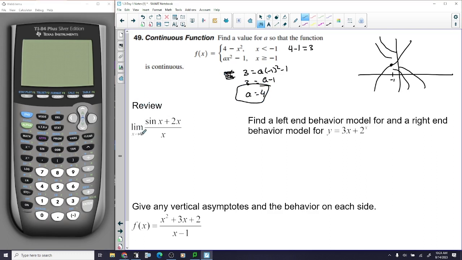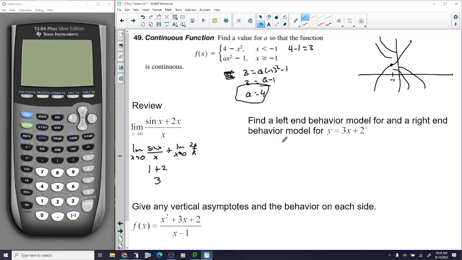Review: limit as x approaches 0 of this right here. Well, limit as x approaches 0 of sine of x over x plus limit as x approaches 0 of 2x over x. Well, this is automatically 1 plus, now those cancel, this is 2, so we got 3.